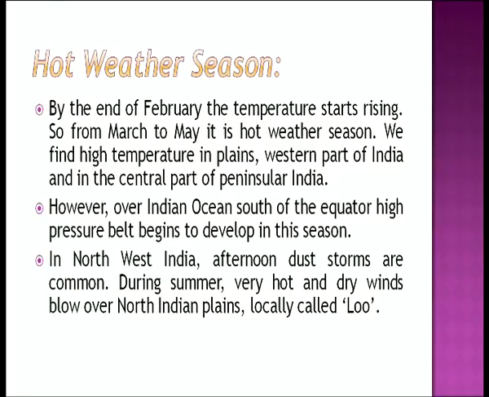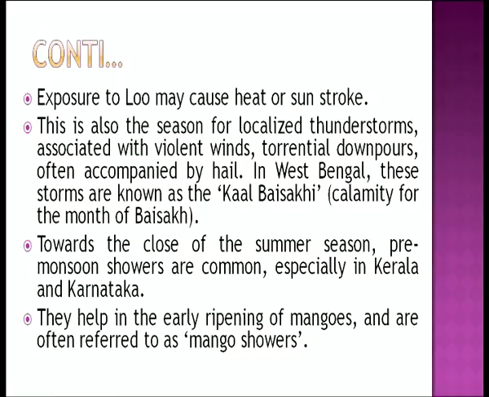In northwest India, afternoon dust storms are common. During summer, very hot and dry winds blow over North Indian plains, which we locally call Loo. Exposure to Loo may cause heat or sunstroke. This is also the season for localized thunderstorms associated with violent winds, torrential downpours, often accompanied by hail.